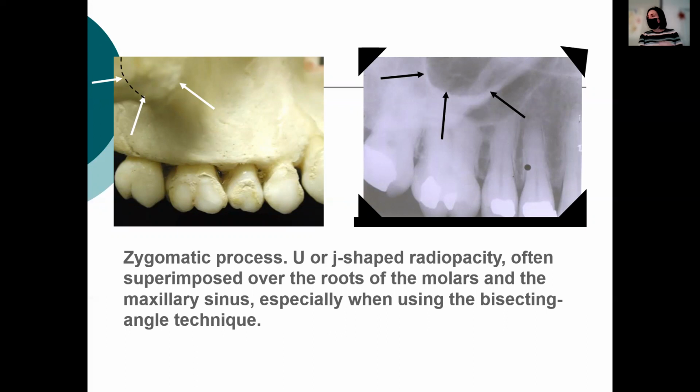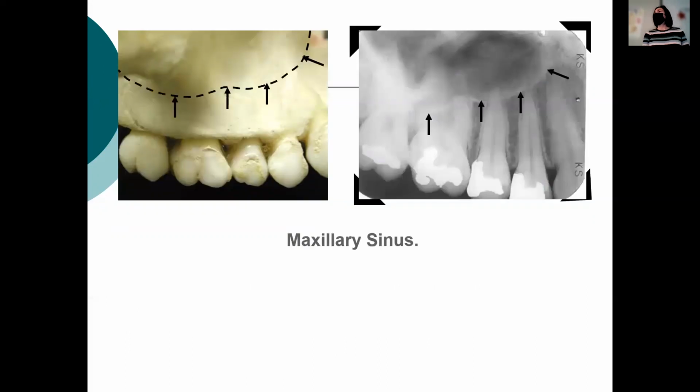And these notes here say that especially when you do the bisecting technique, you pick up more of the process, probably because your vertical angulation is a little bit deeper. So then here's the maxillary sinus, and you can see the maxillary sinus comes all the way here and over here. And then here you can still see the zygomatic process, and you see it's a U shape.